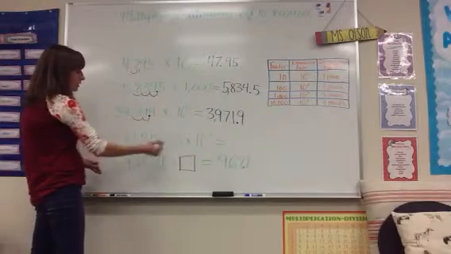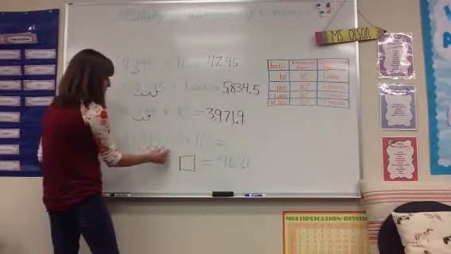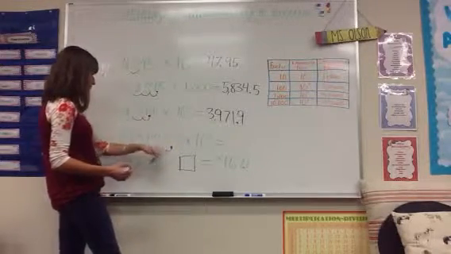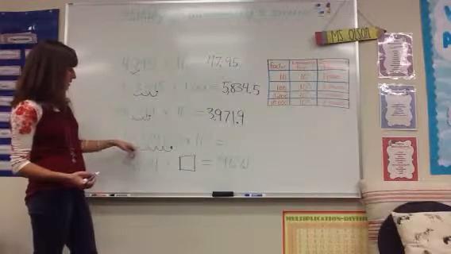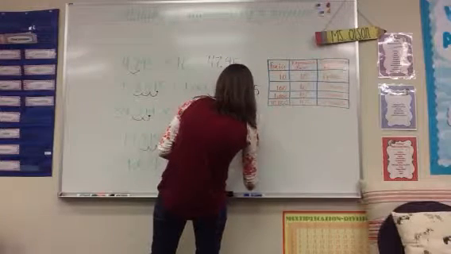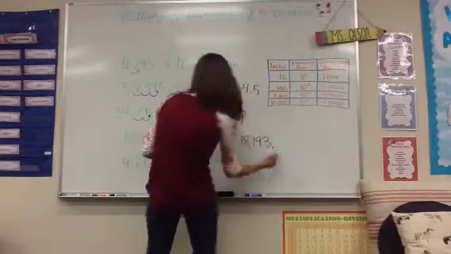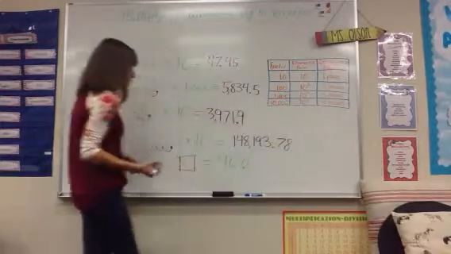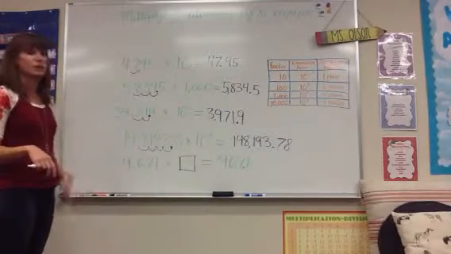So let's do that on here. We're going to move him four places. 1, 2, 3, 4. His new home is right here by the 3. Alright, 14. It'll be 148,193.0.78. Just like that.